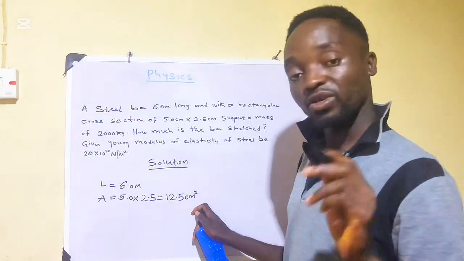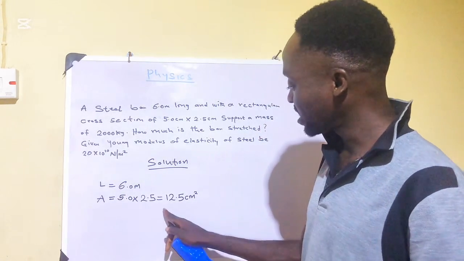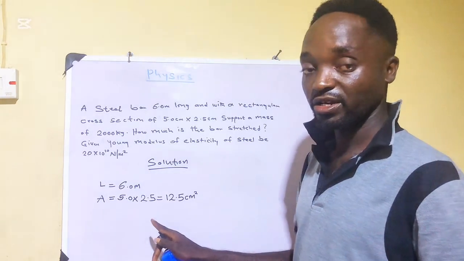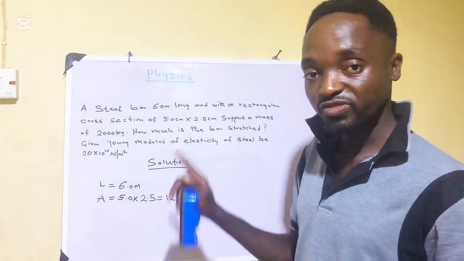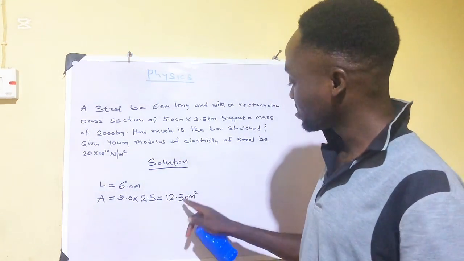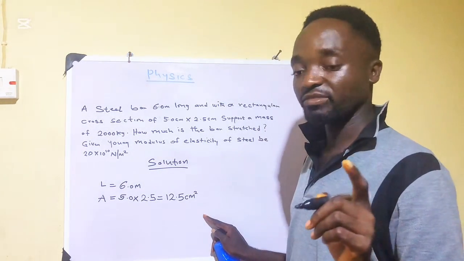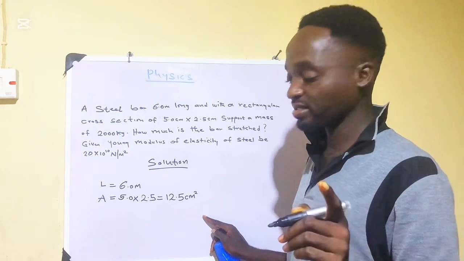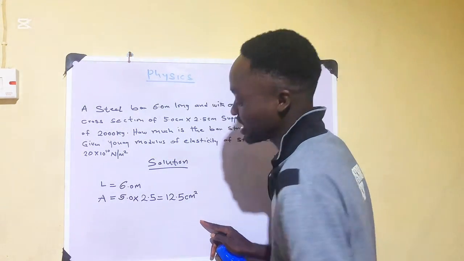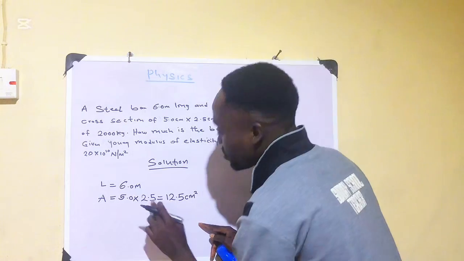Remember, 100 centimeters equals 1 meter. So if we are converting this, we are going to divide it by 100. If you are converting centimeters to meters, you divide by 100. But this is centimeter square. So that means you are not just dividing by 100, but 100 times 100. Because first we have 5 centimeters, so you are dividing it by 100. This one also you are dividing it by 100.